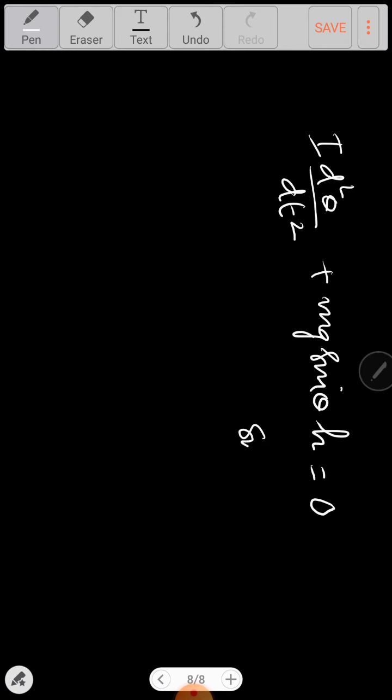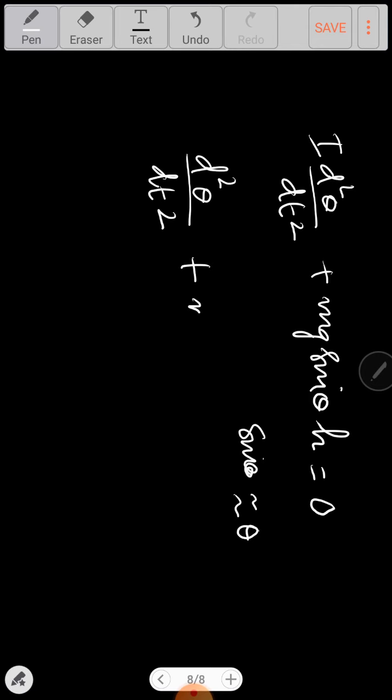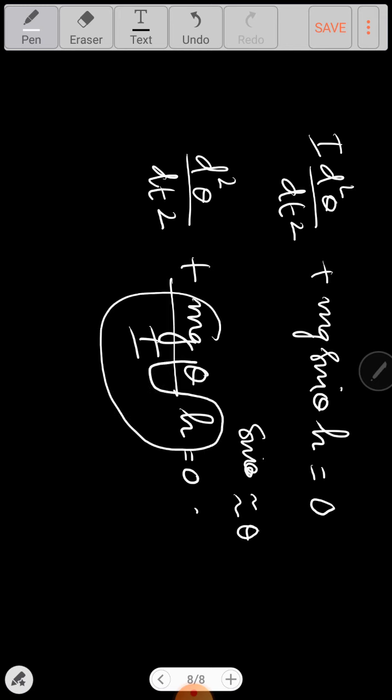Again we are restricting theta to be small, that is sine theta is approximately theta, so d square theta by dt square plus mg theta by I h is equal to 0. And comparing with simple harmonic motion, this is omega square. Omega square is mgh by I, and omega is root of mgh by I.